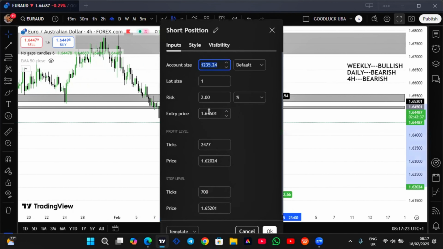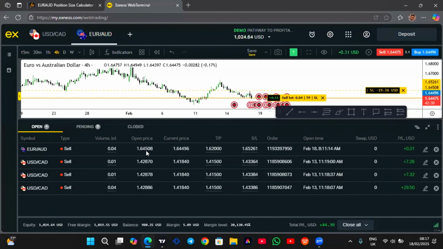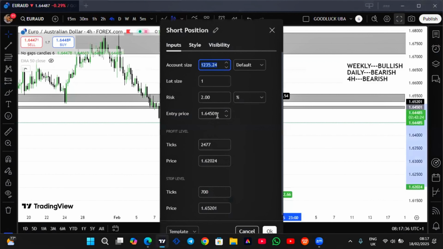Then I'll double click on it. The entry price here is 1.64501. What's the entry price on my broker? You see, they are different. This one is 1.64508. So I'll go ahead and edit it to 1.64508 because that's actually the price I entered.